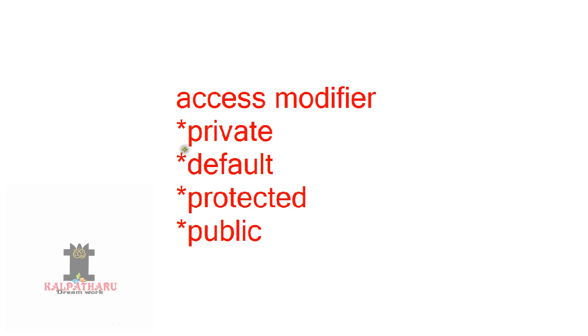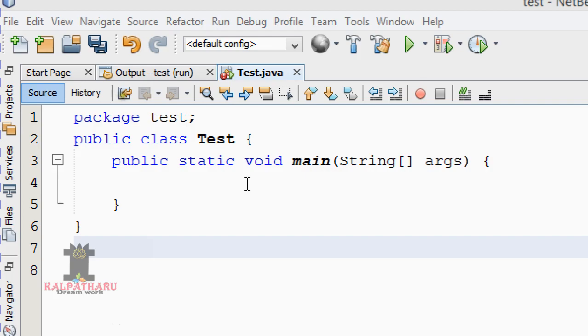We will explain all of these, private, default, protected and public, with the help of one example. Okay, let us start with private. When we define data types with the private keyword, it is accessible only within that class. It cannot be accessed outside this class.